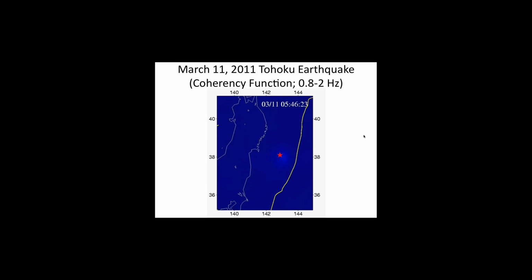A second aspect of the rupture I'd like to emphasize is that, at least from this back projection result, this rupture gets closest to the trench almost 2 degrees south of the epicenter and almost 200 seconds after the epicentral time. So I'll just let this finish.